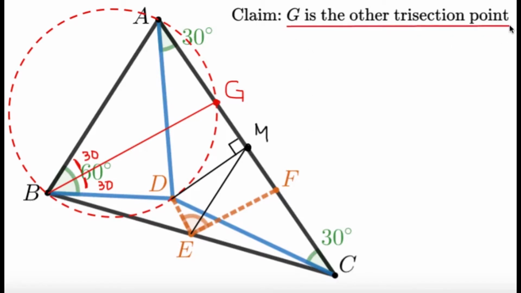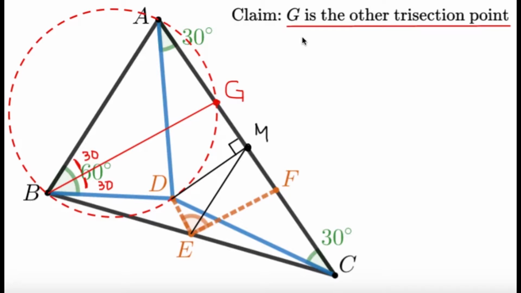Now, here I have the next claim. G is the other trisection point. Again, it might not be obvious at first sight, but based on my drawing over here, that's the first thing I noticed. It might be possible. Again, these are just claims, but fortunately for this case, it's going to be a true statement. So let us try to prove why G is going to be the other trisection point.